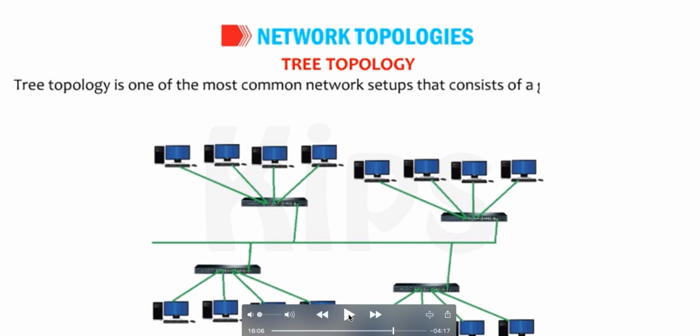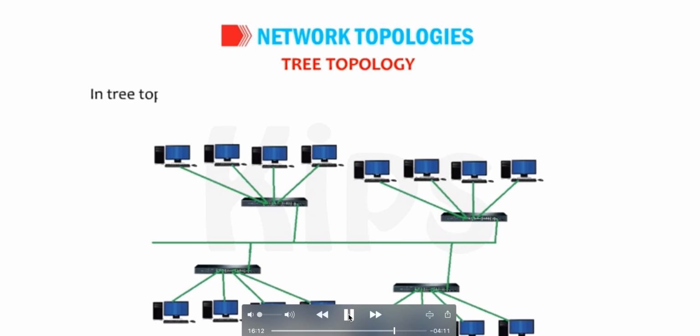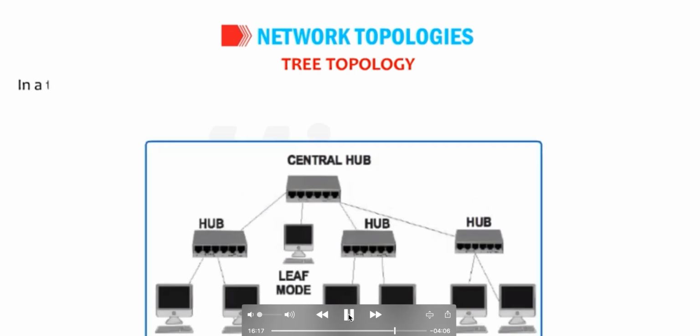It is one of the most common network setups that consists of a group of star-configured workstations connected to a linear bus backbone cable. Can you observe here, the main is a bus topology, and one or more star topologies are connected through one bus topology, which is called a tree topology. So in this tree topology, one star network is connected to the other star network.